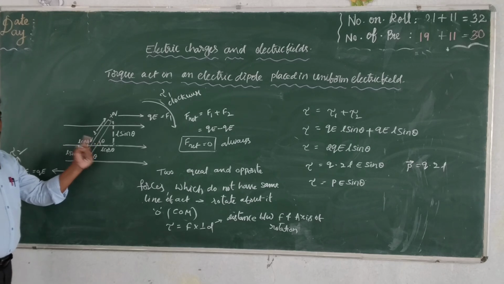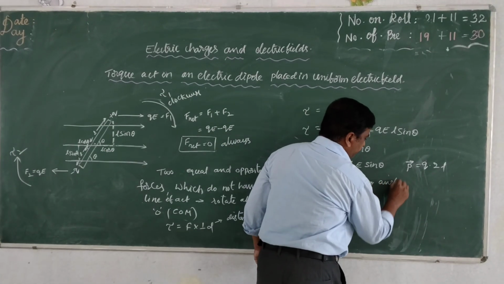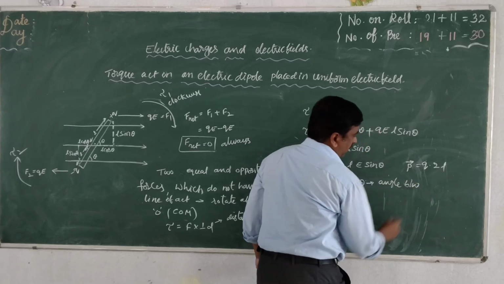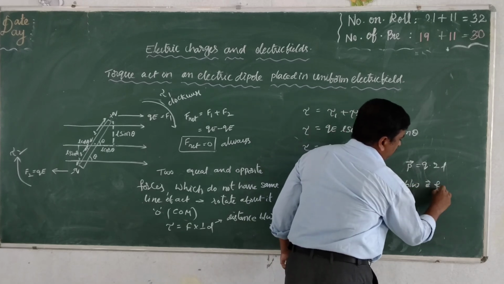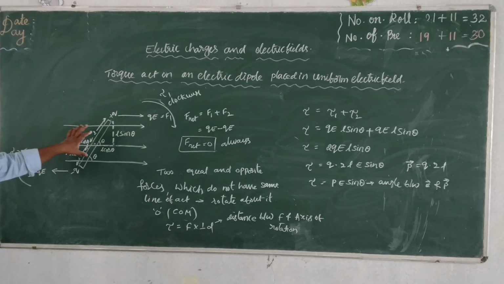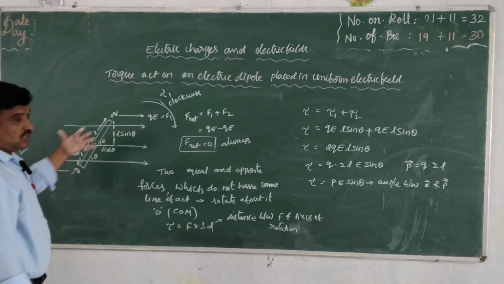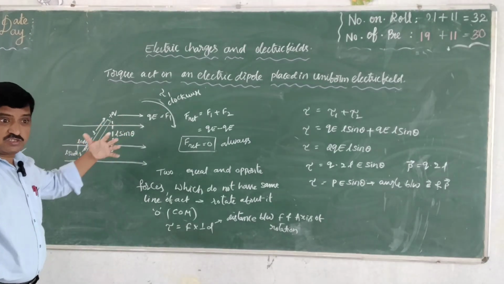Electric field and electric dipole moment. Theta is the angle between the electric field and the dipole moment. Whenever an electric dipole is placed in a uniform electric field, two equal and opposite forces act which do not have the same line of action.